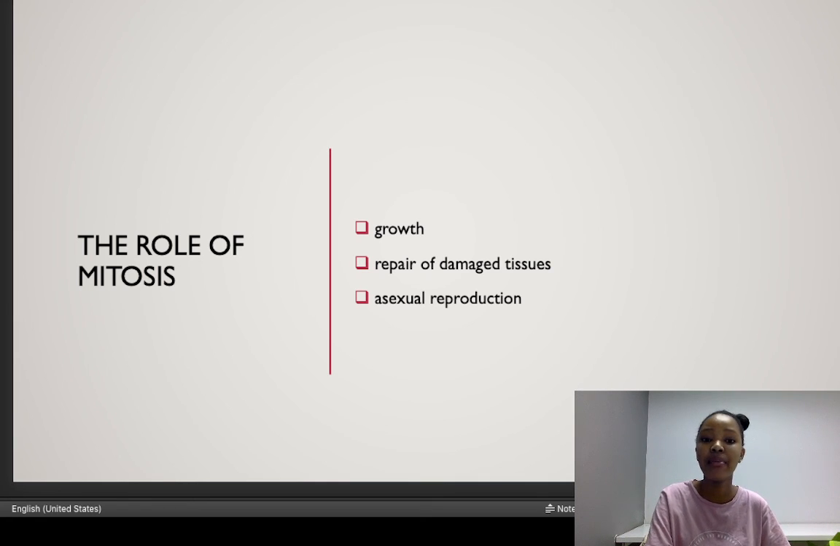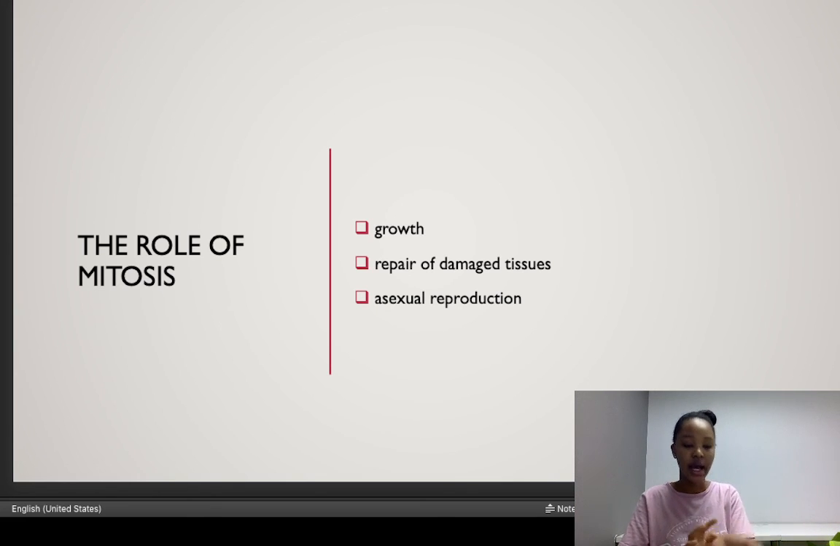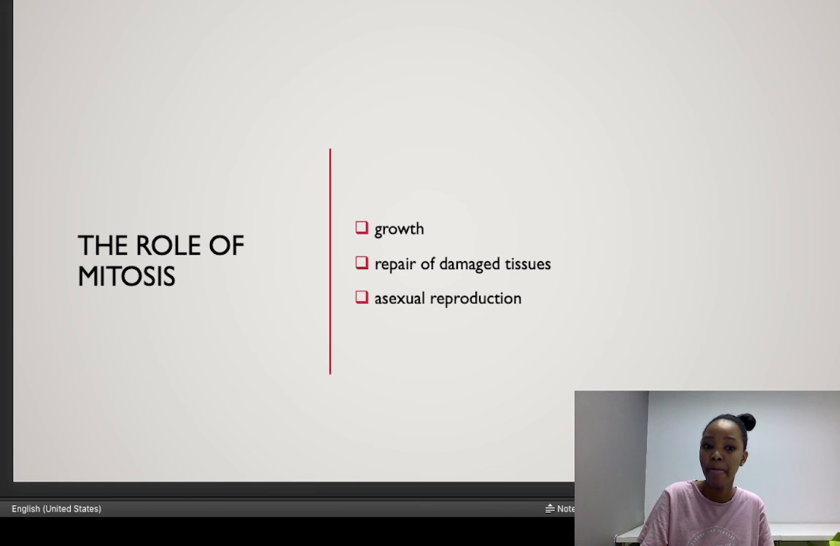I can give you an example on the repair of damaged tissues. Let's say you just get a cut. After a few days, even if you didn't go to the doctor or anything, you will see that cut closing. Have you ever asked yourself what causes that? It's mitosis. Can you guys see how lovely, how nice biology is? You didn't go to the doctor, but your scar is closing. It's repairing those damaged tissues.